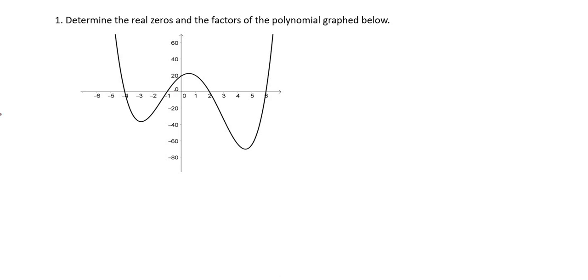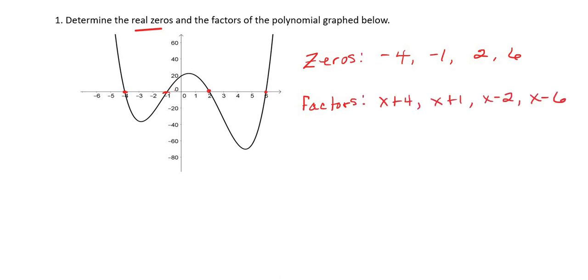In this video, we're going to be looking some more at zeros and factors. Problem number 1 says to determine the real zeros and the factors of the polynomial graphed below. Real zeros are your x-intercepts. So here at -4, -1, 2, and 6. Once I know what my zeros are, now I can determine my factors. So there are my factors.